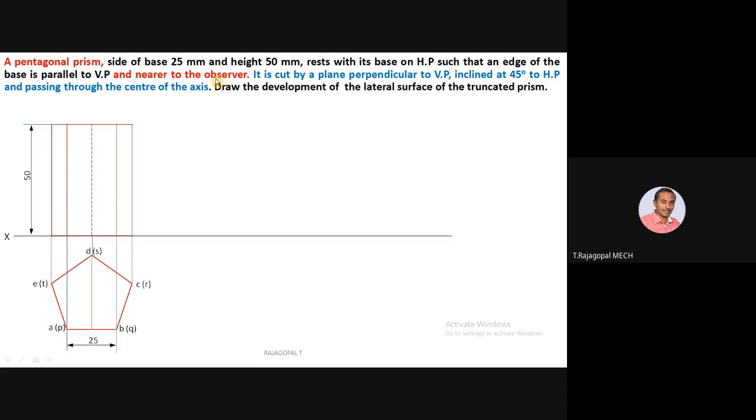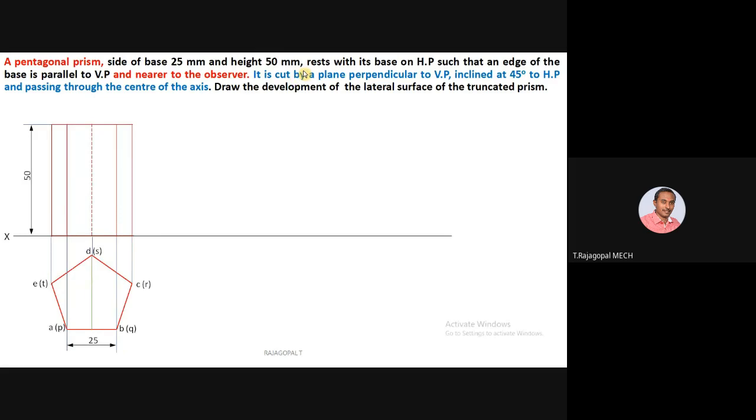Whenever they say nearer to the observer, it is far away from XY. Nearer to it means it indicates the vertical plane. In that case, it is nearer to XY, this base edge. I hope you are all familiar with the front view. We always start our answer in simple position with thin lines.